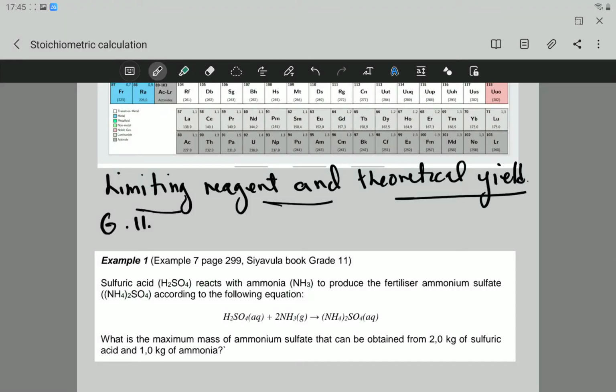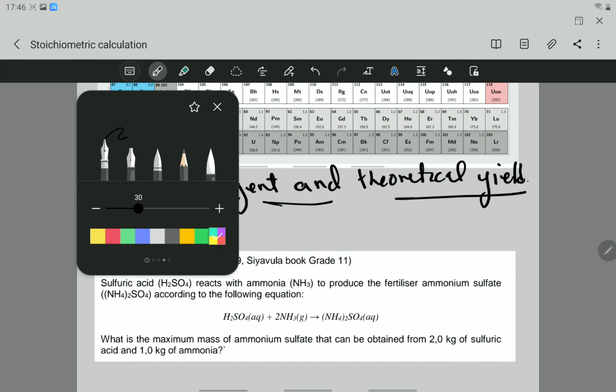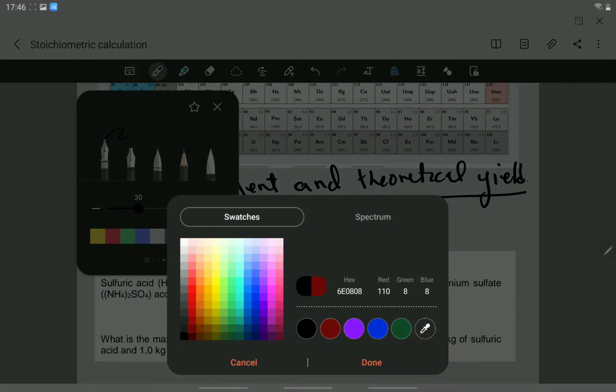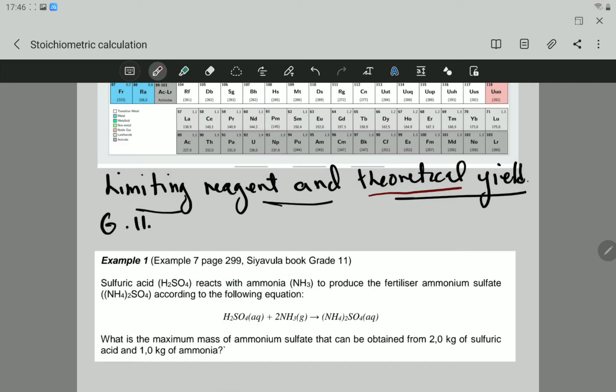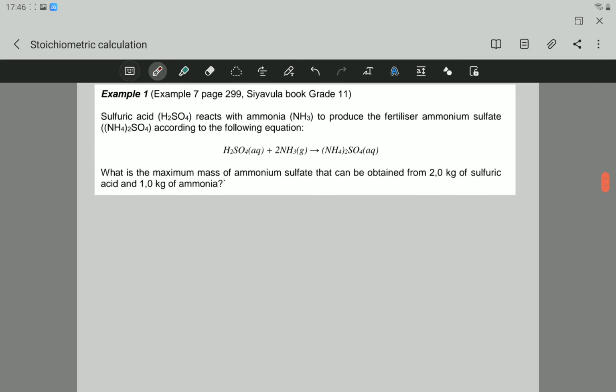Grade 11. Today I'm going to make a video related to a limiting reagent and theoretical yield. Now, note the following. In order for you to identify the theoretical yield, you must know in a chemical reaction what substance is the limiting reagent. Otherwise, you won't be able to calculate the theoretical yield because they are related to one another.